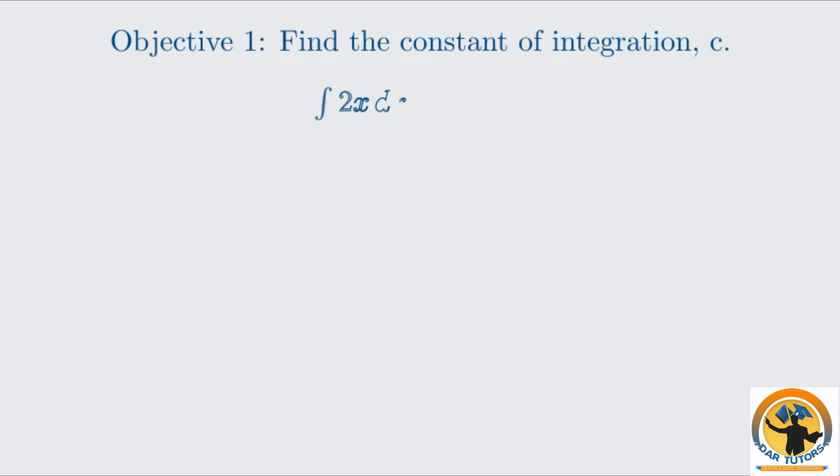Let's try another example, this time involving trigonometric functions. Consider the problem of finding f of x given that f prime of x equals 2 sine x minus the square root of x and f of 0 equals 4. As before, we start by integrating the derivative. We need to integrate 2 sine x minus the square root of x. It's helpful to rewrite the square root of x as x to the power of 1/2. The integral of sine is negative cosine x, and the integral of x to the 1/2 is x to the 3/2 divided by 3/2. This gives us negative 2 cosine x minus 2/3 x to the 3/2 plus c.